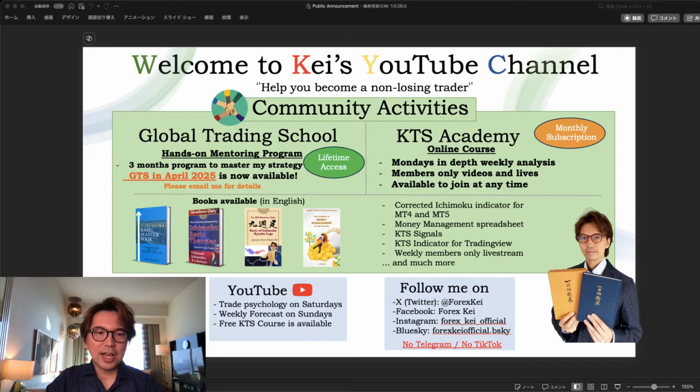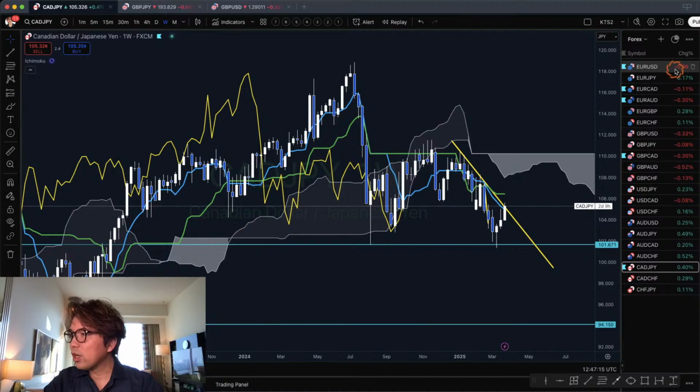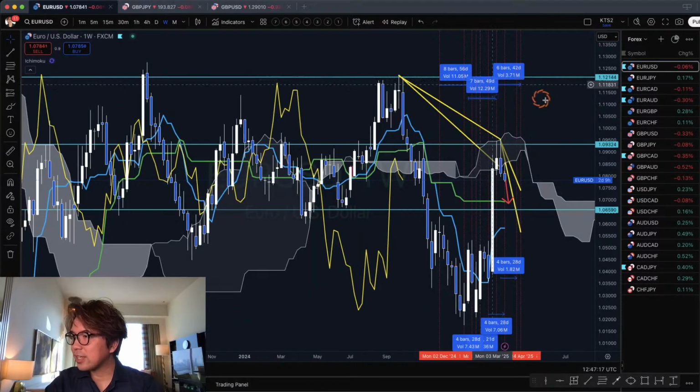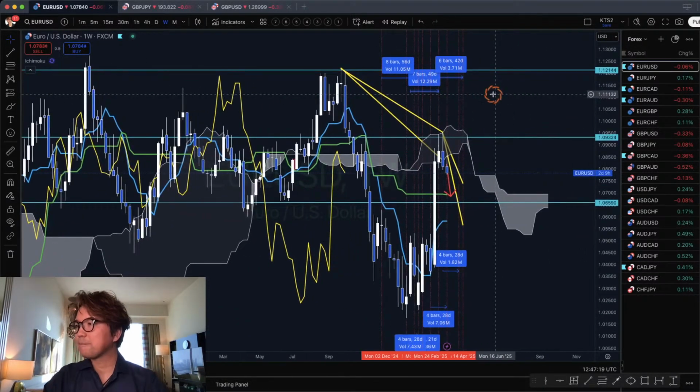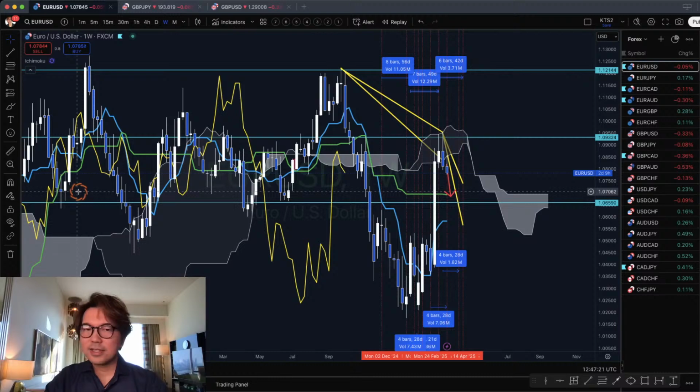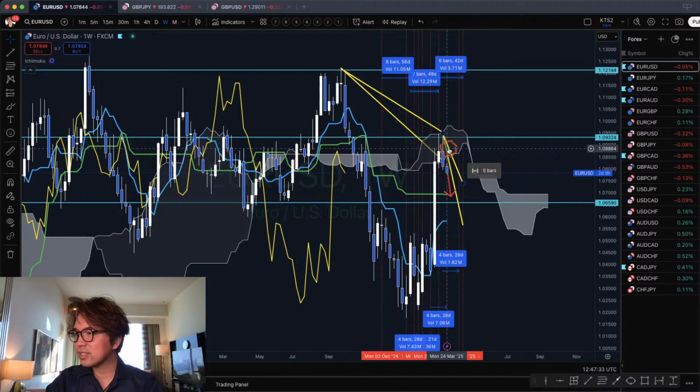So let me now switch the screen to TradingView. And one of the pairs I want to check is EURUSD. This pair is now retracing after the market touched 1.0932. For the last 1 or 2 weeks, it's going down.